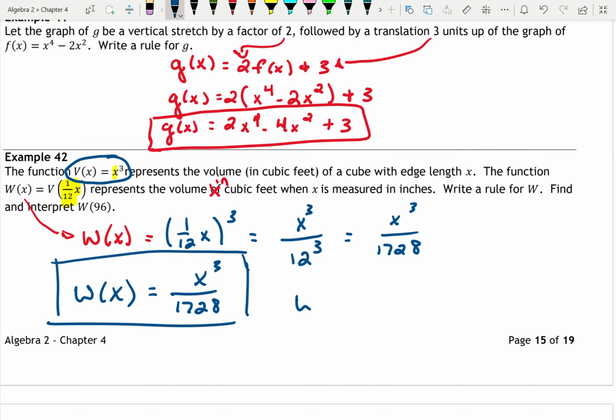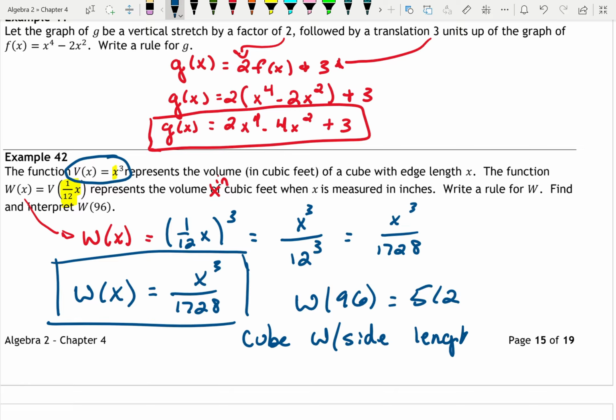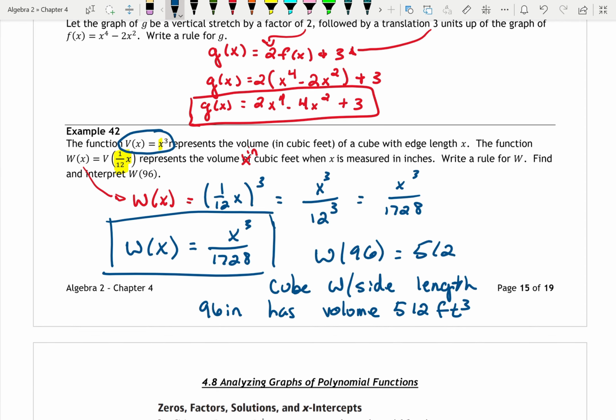Now I'm going to plug in w of 96. And I'm just going to type this in my calculator. 96 cubed, and then divided by 1728. That gives you 512. So a cube with side length 96 inches has volume 512 feet cubed. And there we have it. That's going to be our answer.